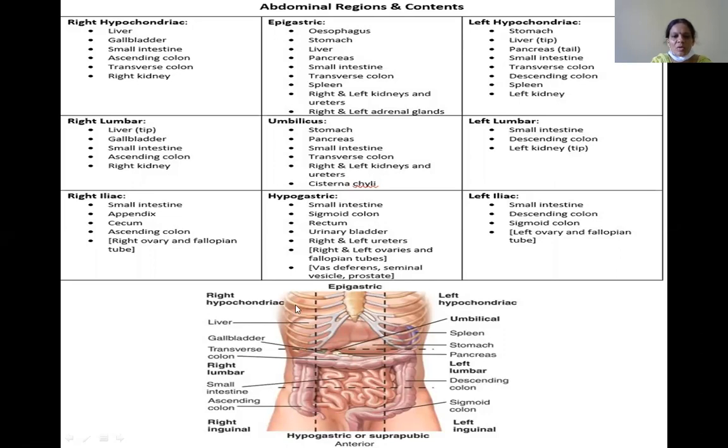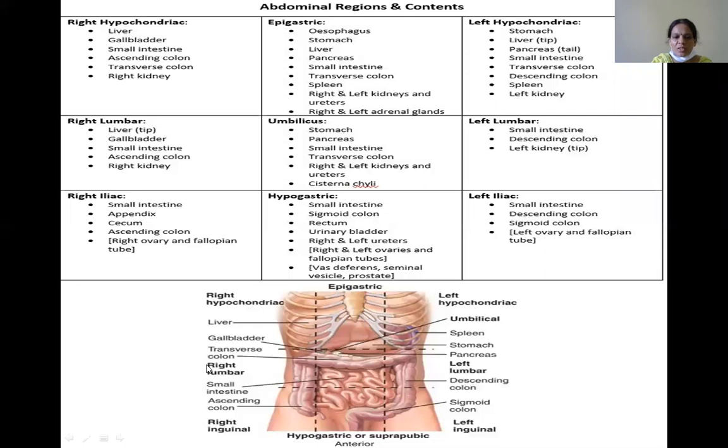Similarly, in the right hypochondriac region, whenever you have liver enlargement, you can palpate and feel for that enlargement of the liver. And in the epigastric region, whenever there is heartburn, when the patient is suffering from GERD, the patient complains of pain in this particular area. That is why the epigastric region is important.